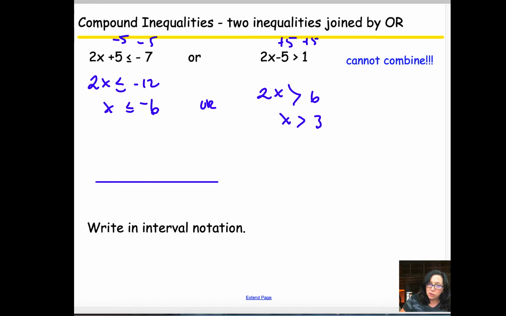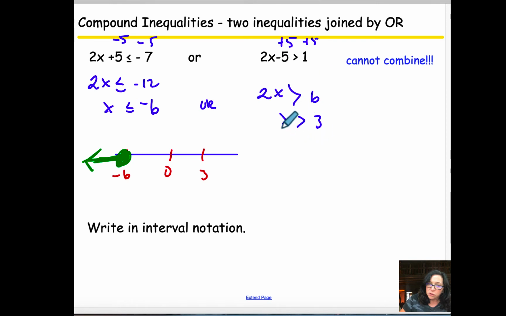So I'm going to use my little line here to put both of my graphs on the same graph. And so I've got, here's my 0. I have 3, and then I have -6. So this part of the equation says x is less than or equal to -6. So that means it could possibly be this value here, -6, but it's also less than. So it's everything in that direction that's going to the left.